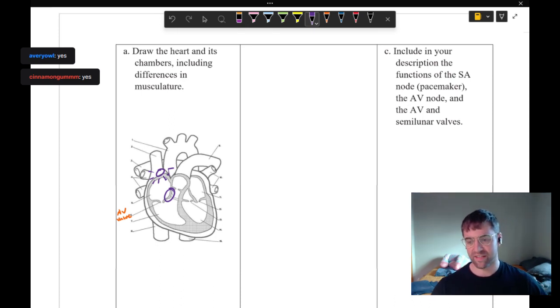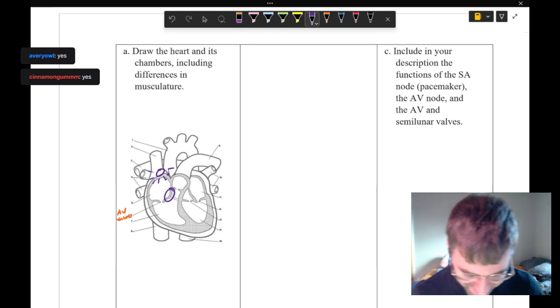The reason for that delay is you don't want them to squeeze at the same time, because then blood can't move in and out effectively where it's supposed to go. That delay allows for the flow from the atrium into the ventricle and out. I'm not writing a whole lot of this, but I hope that makes sense.